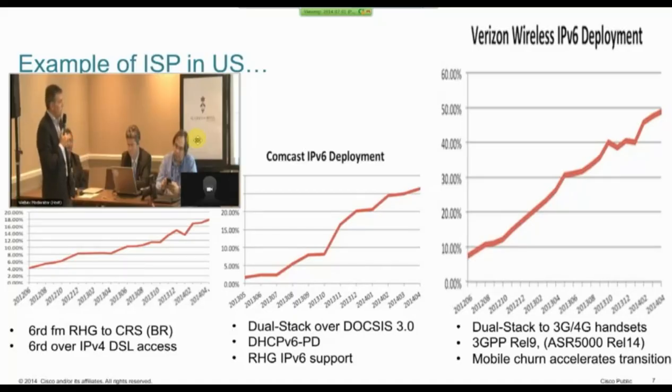You can see that in the wireless world, they went from 5% to 50% over 2 years. Comcast went from virtually 0 to 20% in less than a year. So as long as you're doing it by default, the growth is actually pretty impressive. You don't want to ask end users to turn on the 6 because they don't know what it is. Next.